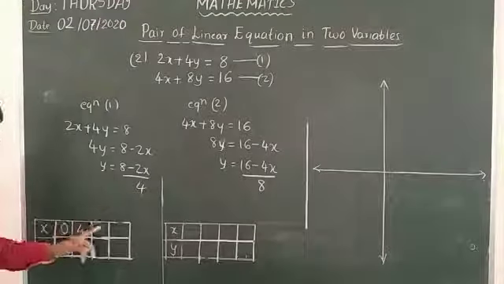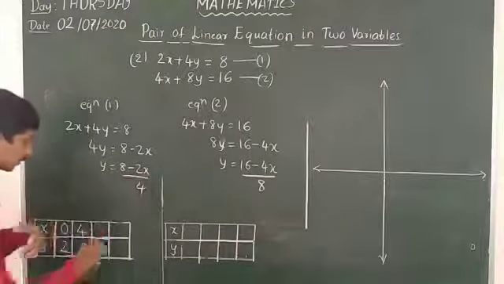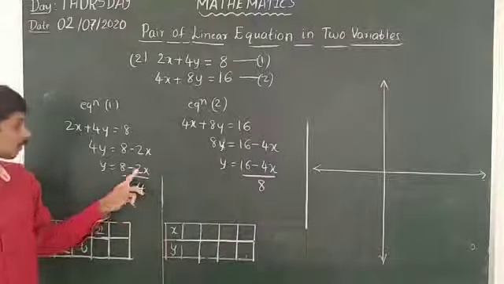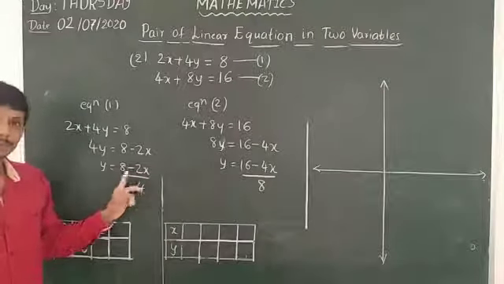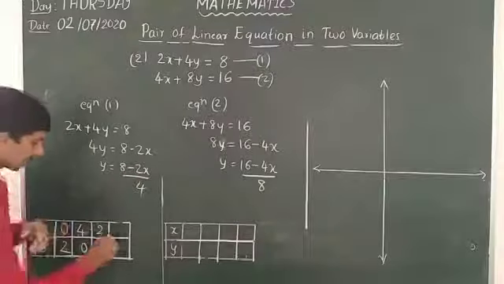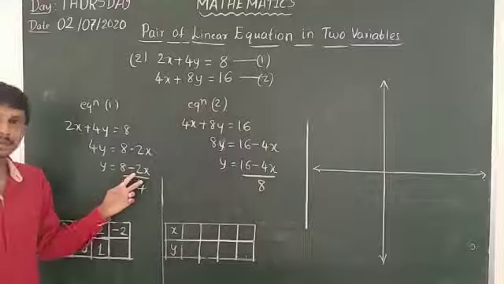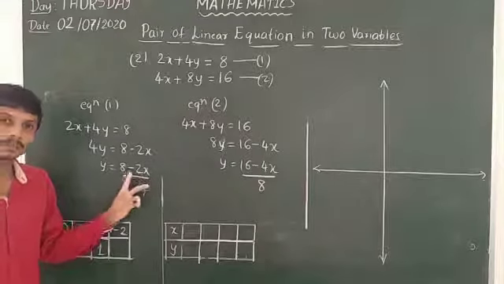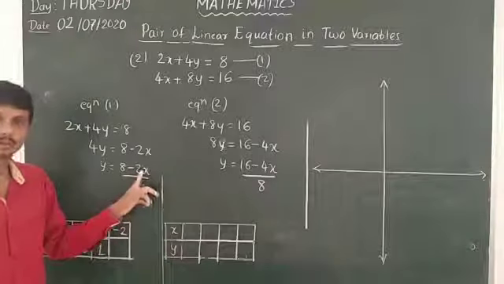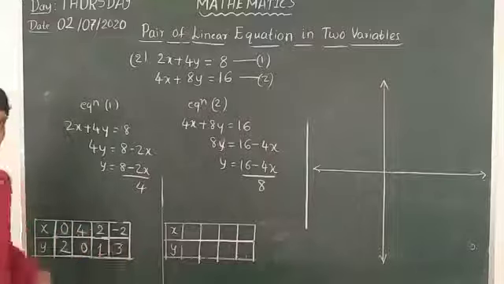I will consider here the value x is equal to 2. What do we get? 2 into 2 is equal to 4, and 8 minus 4 is equal to 4, so we get the value 1. Then we consider the value of minus 2. Minus 2 into 2 means minus 4, so 8 plus 4 is equal to 12, and 12 by 4 is equal to 3.